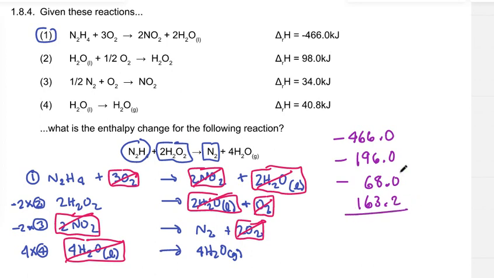And so out come the calculators, and we get a total for that. Negative 466 minus 196 minus 68 plus 163.2. If I keyed everything right, we get minus 566.8 kilojoules. Not too bad, right?